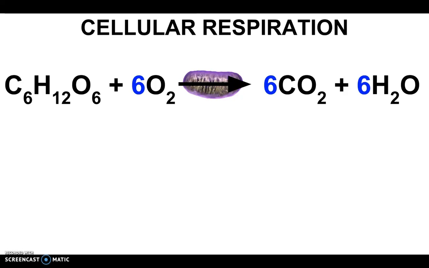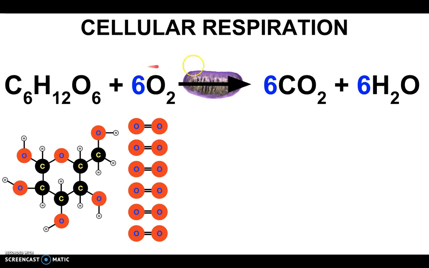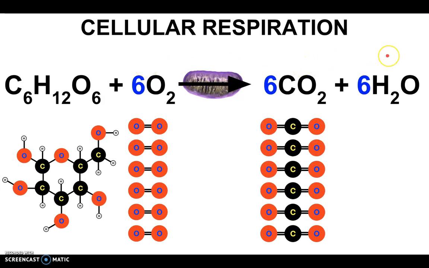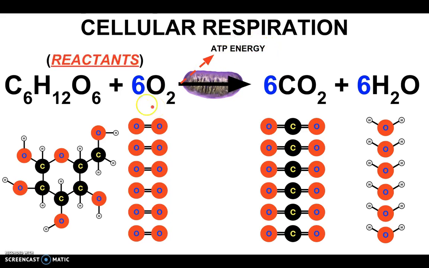So here is the formula for cellular respiration: 1 molecule of glucose and 6 molecules of oxygen yield 6 molecules of carbon dioxide and 6 molecules of H2O, also releasing ATP energy. So the reactants, oxygen and glucose, react together and turn into 6 molecules of carbon dioxide and 6 molecules of water, which are the products, also releasing ATP energy, which is the energy from the sugars.